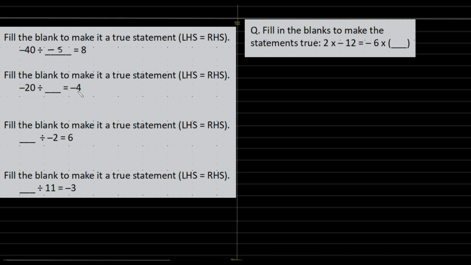Fill the blank to make it a true statement. Minus 20 divided by dash is minus 4. Right? Positive, because negative divided by positive is negative. Odd number of negatives will give me negative. So this is 5.